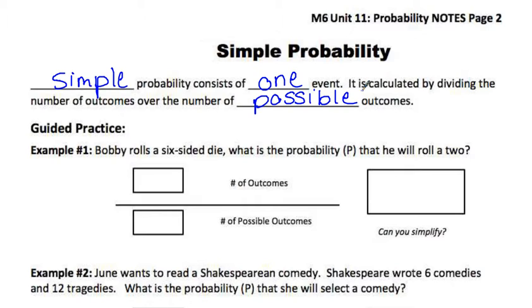Our first example is Robbie rolls a six-sided die. What is the probability, or P, you could see it as just written P, that he will roll a 2. Now, if you think of the numbers on a die, there's 6 of them. There's a 1, a 2, a 3, a 4, a 5, and a 6.